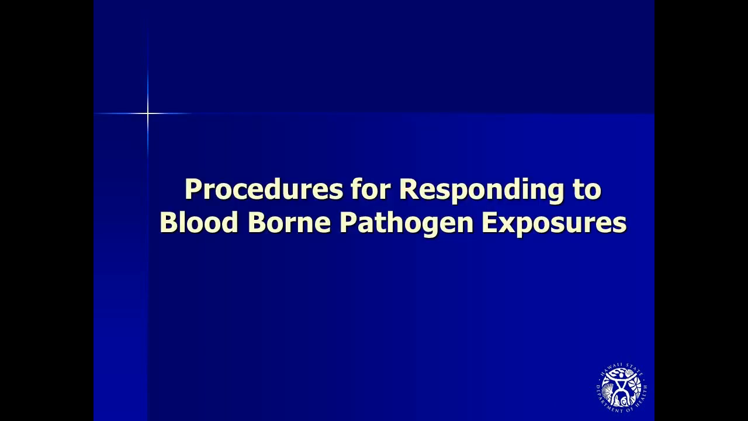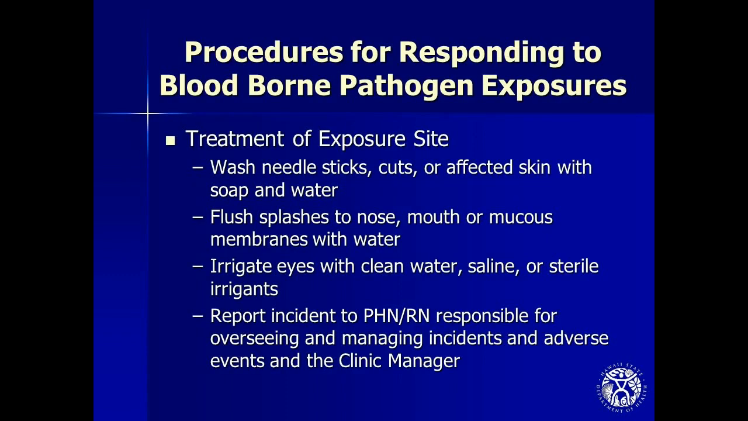Now we will review the procedures for responding to blood-borne pathogen exposures. If a person is exposed to blood-borne pathogens at a school-located influenza immunization clinic, treat the exposure site immediately. Wash needle sticks, cuts, or affected skin with soap and water. Flush splashes to the nose, mouth, or mucous membranes with water. Irrigate eyes with clean water, saline, or sterile irrigants. Report any blood-borne pathogen exposure to the PHN or RN responsible for overseeing and managing incidents and adverse events, and the clinic manager.